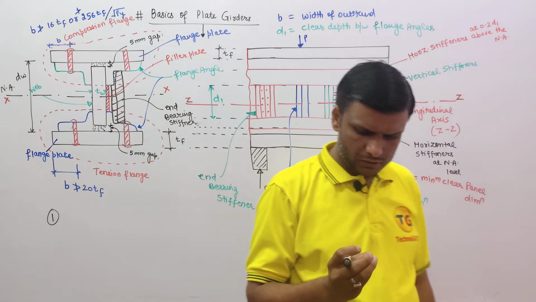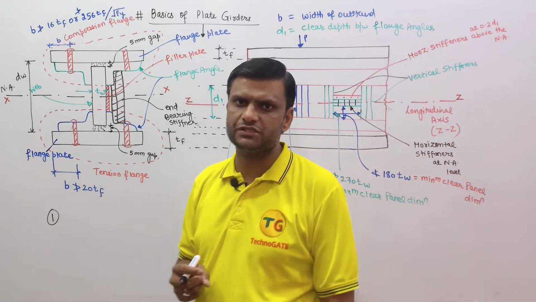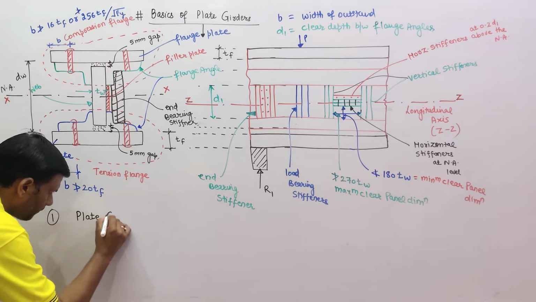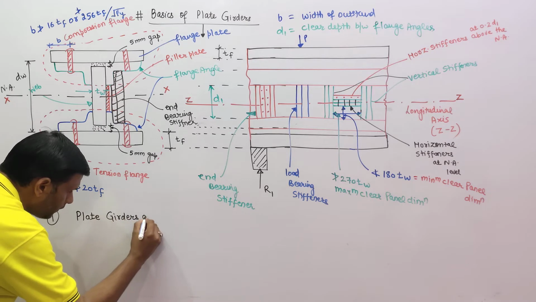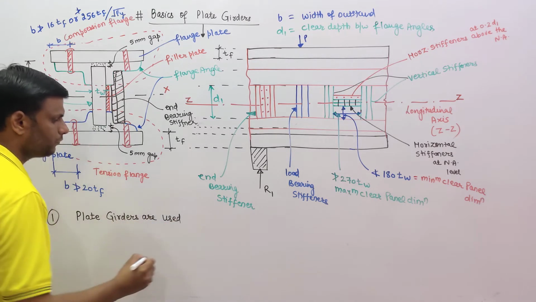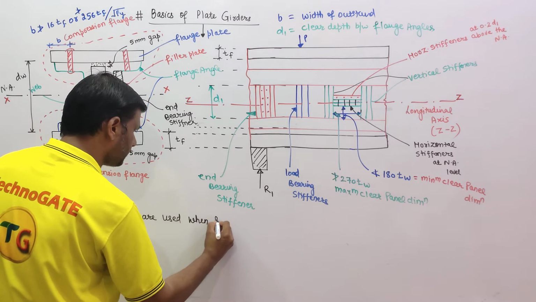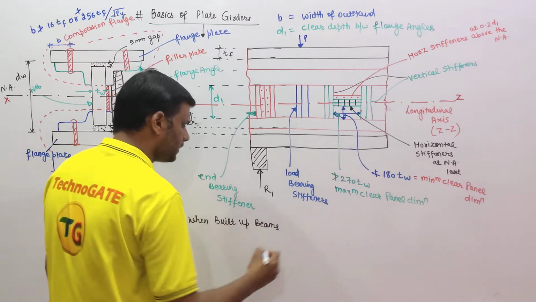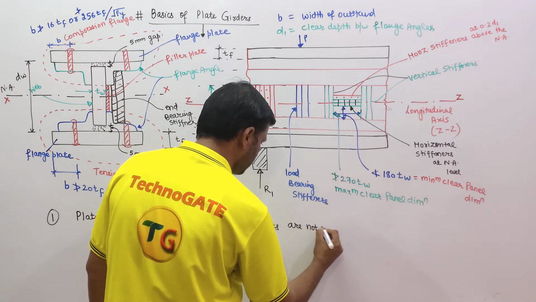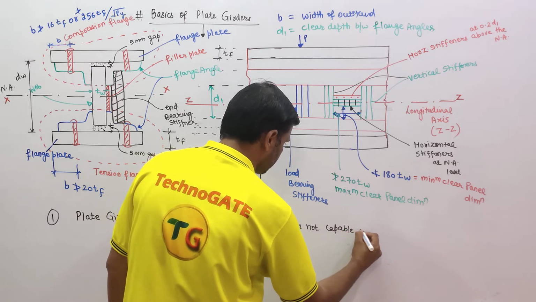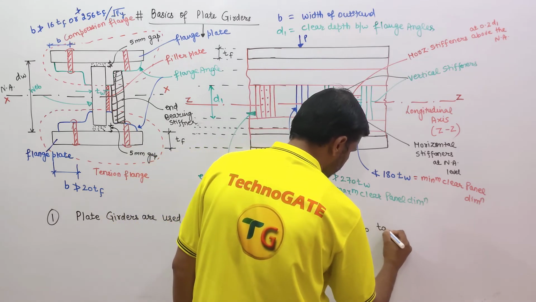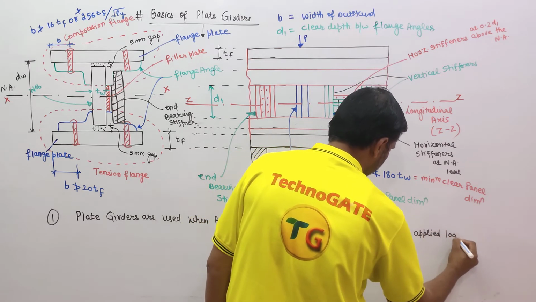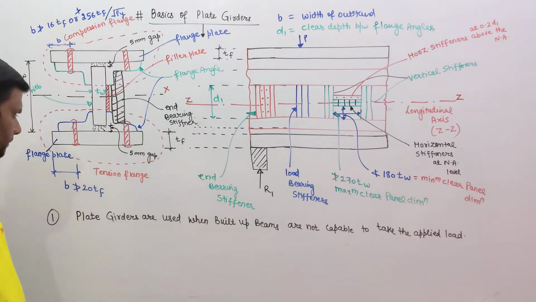So our first point: plate girders are used when built-up beams fail to resist the applied load. Point number 1: plate girders are used when built-up beams are not capable to take the applied load, then plate girders are used.